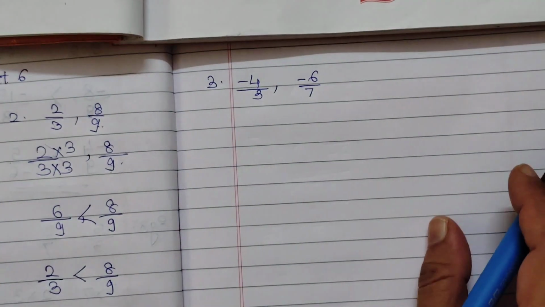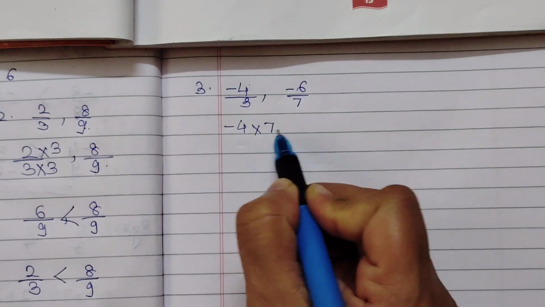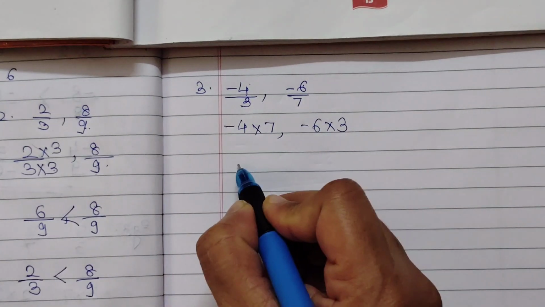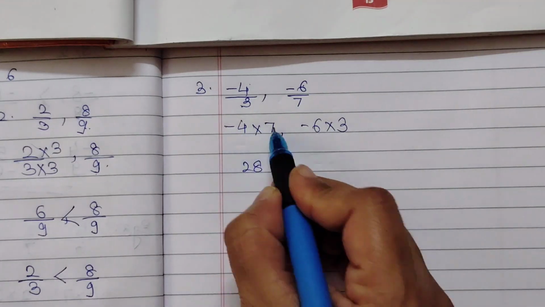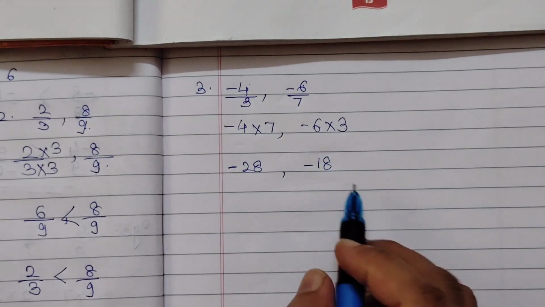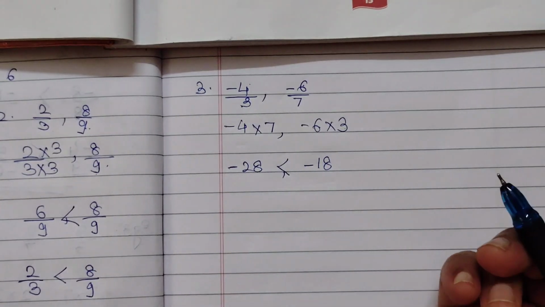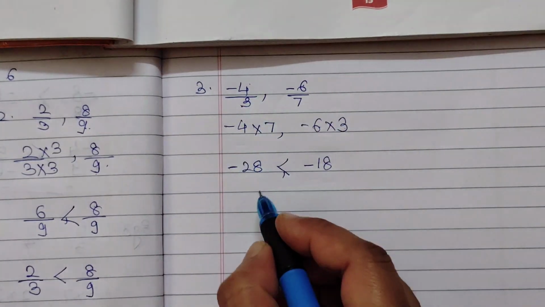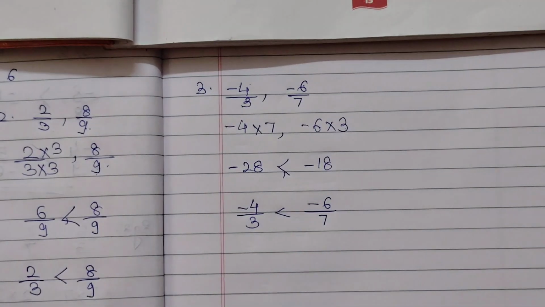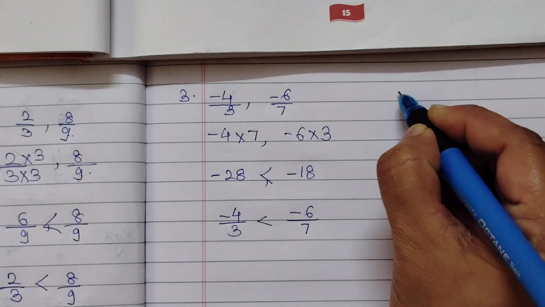So I will cross multiply. Minus 4 into 7 and minus 6 into 3. 7 4s are 28, minus plus minus. 6 3s are 18, minus plus minus. So which one is bigger? Both have a minus sign. Which one is bigger? 18. So in this place I will write minus 4 upon 3 is less than minus 6 upon 7. Now let's go to the next question.